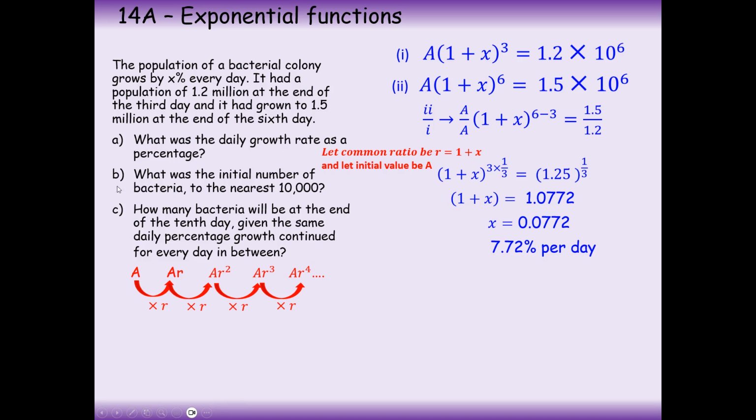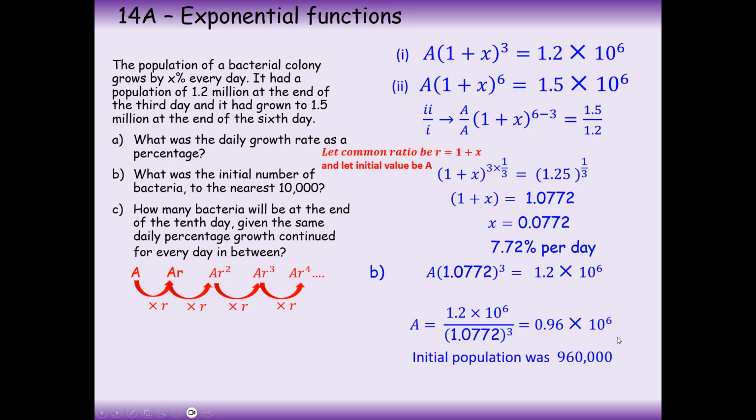Okay, so what part B is saying: what's the initial number of bacteria to the nearest 10,000? So you have to work backwards now to find the value of A. Capital A here. So you substitute this into either of those equations. We're going to take the first equation, substitute it back into that, and work it out. So divide both sides by what we have here. We get A equals 0.96 times a million. So to the nearest 10,000 it would be 960,000. That was the initial population.